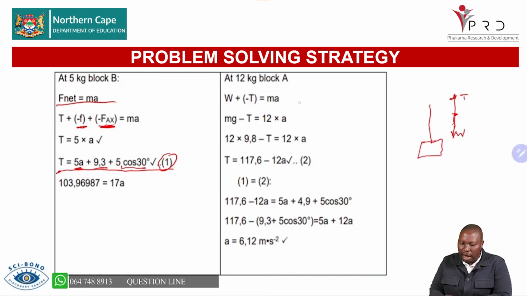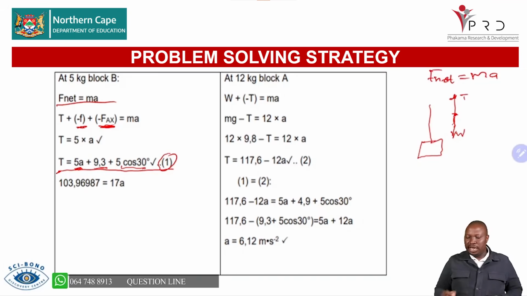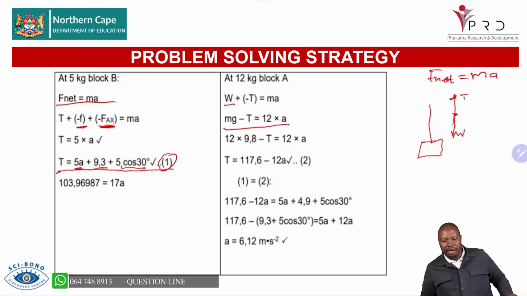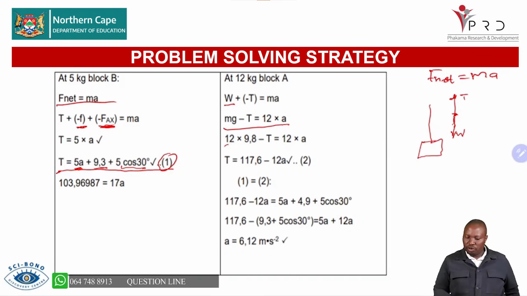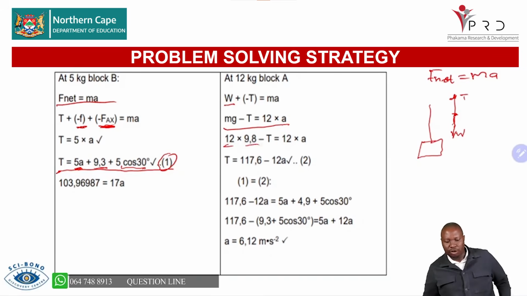So you can see that our F net now for this one, you are applying F net equals ma on the second block, and then you are saying that will be weight positive, and then T in the opposite direction, hence it's negative. But you still show that you are adding them because this is a net. Net means you are adding together. And then you are able to say the mass was 12. Then you are able to say mg minus T equals 12a. And then you are able to substitute your mass, which was 12, and your g, which is 9,8.